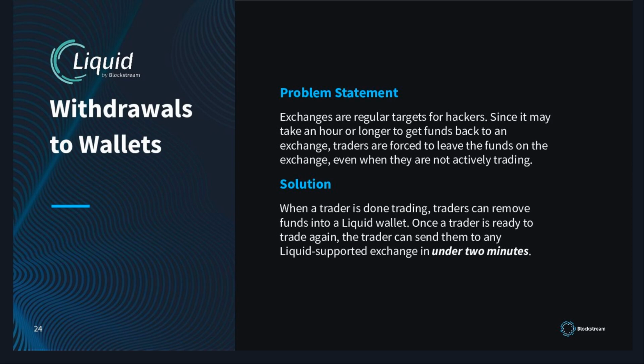So with Liquid, you can actually do a couple of things to reduce that risk. How can I reduce my risk that the exchange could be hacked, or you could have something like Quadriga where they just disappear and your funds are gone? In this case, you can remove funds into your own Liquid wallet. Once you're ready to trade again, you can send them back to any exchange that supports Liquid and have them there in 2 minutes. So this is a way to reduce your risk of trading at an exchange.